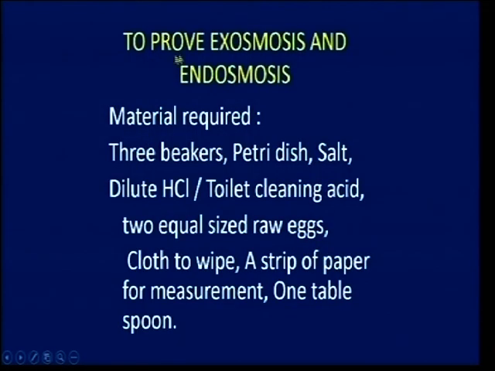Then, to prove exosmosis and endosmosis, materials required: 3 beakers, petri dish, salt, dilute HCl, toilet cleaning acid, 2 equal sized raw eggs, cotton to wipe, a strip of paper for measurement, and 1 tablespoon. So children, let's see the activity in the form of video.